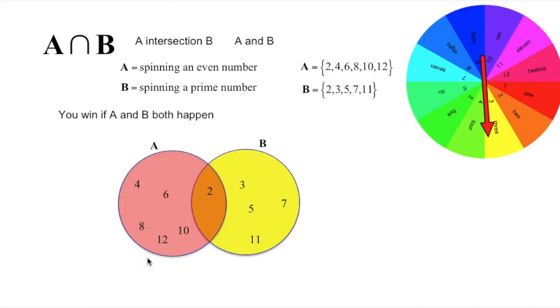If we look at the Venn diagram here, you have the A, I've shaded it this weird pinkish red color, and B is this yellow color. And notice the intersection, where they overlap, is orange.